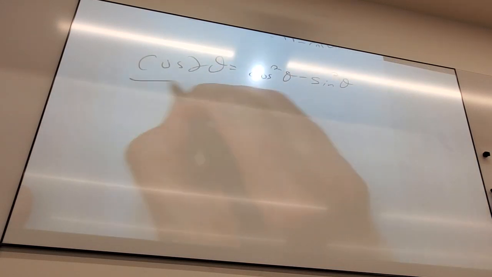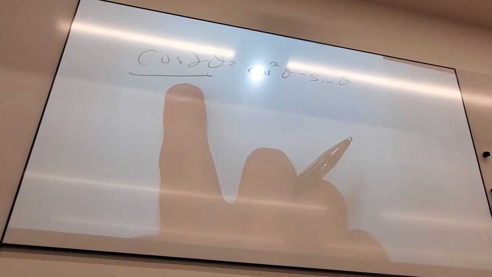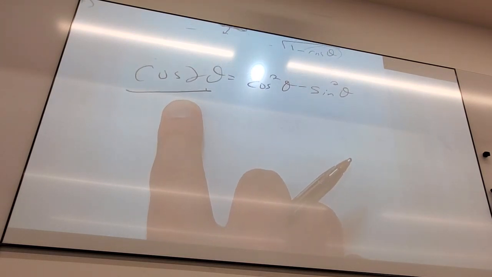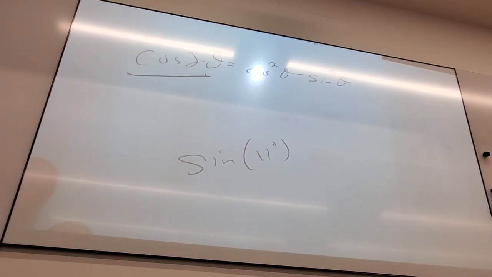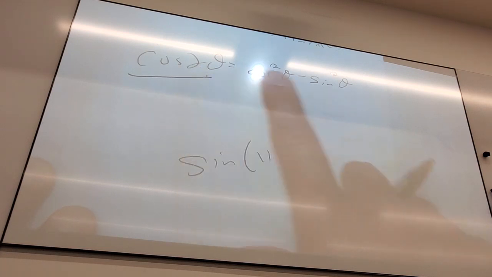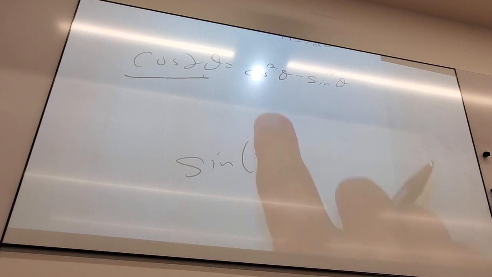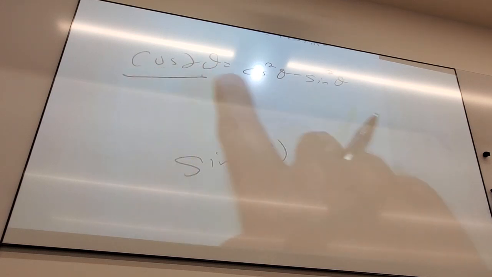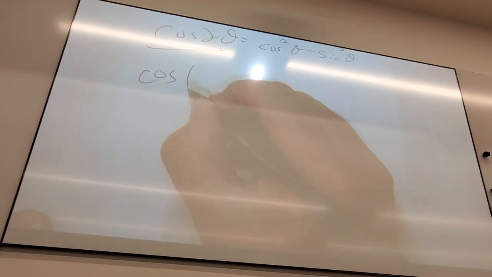What is the angle on this side? Not a big thing. If I say what's the sine of 11 degrees, what's the angle I'm talking about? Okay, so what's the angle I'm talking about over here? 2 theta. What's the angle I'm talking about over here? Theta. Do you see how, if the 2 is in my way, this gets it out of my way? Now these guys are talking about theta, right?